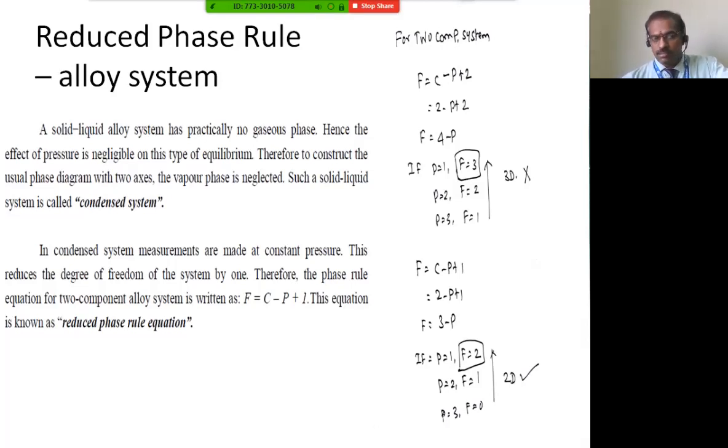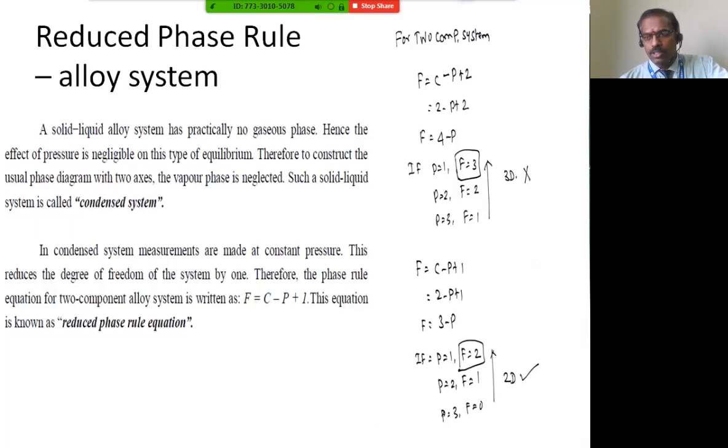So in the case of an alloy system, we cannot use the normal phase rule for the phase diagram. What is the practical difficulty? I have written it on the right hand side. If I use the normal phase rule, F = C - P + 2. For a two component system, C = 2, so F = 2 - P + 2, that is F = 4 - P. If P = 1, F = 3. If P = 2, F = 2. If P = 3, F = 1.